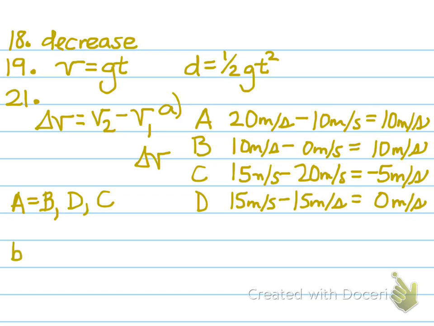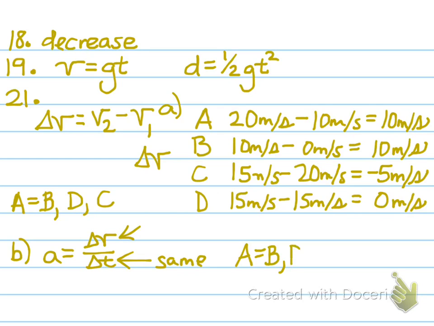Part B asks rank them in terms of acceleration from greatest to least. Acceleration is our change in velocity over our change in time. So our answers really are going to be the same because the time is staying the same. The most acceleration is going to be the biggest change of velocity. So it's going to be A equals B, D, and then C again.